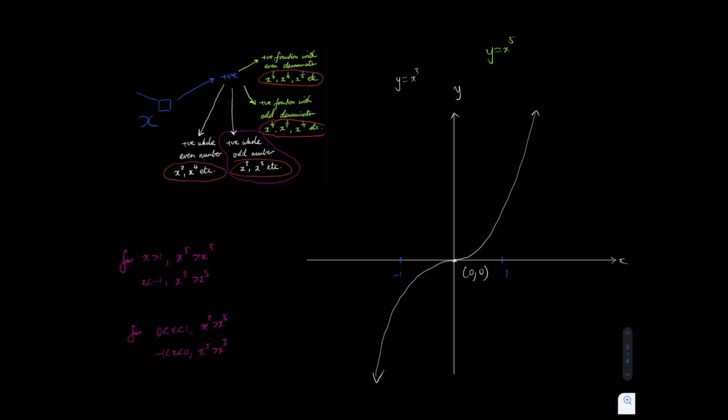Now let's put the information we just discussed onto the graph. So for x greater than 1, x to the power of 5 is greater than x to the power of 3. And for x less than negative 1, x to the power of 5 is less than x to the power of 3. For x between 0 and 1, x to the power of 5 is less than x to the power of 3. And for x between negative 1 and 0, x to the power of 5 is greater than x to the power of 3.